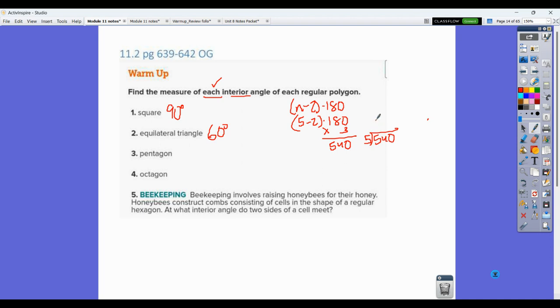And if you do that, 5 goes into 5 once. It doesn't go into 4. You have 40 left over. It goes in 8 times. So that interior angle is 108 degrees.